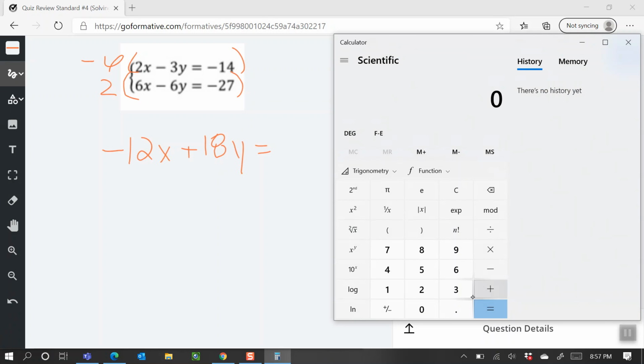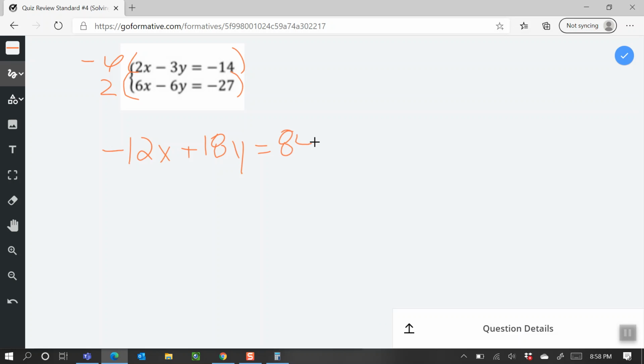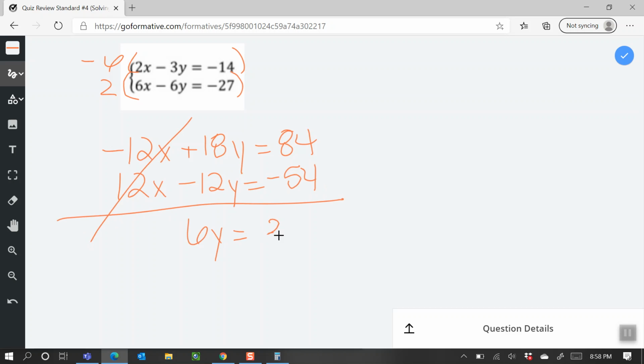So, negative 6 times negative 14 equals 84. 12x minus 12y equals negative 54. Cancels out. 6y equals 30. Divided by 6. Y equals 5.